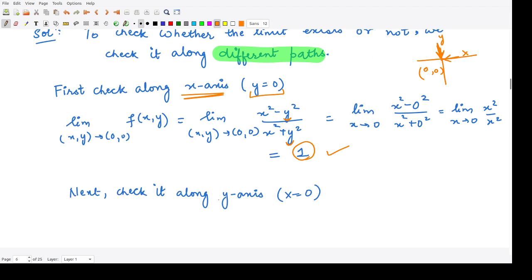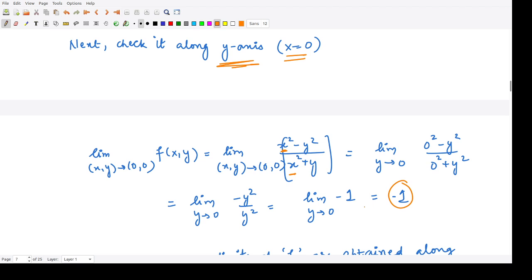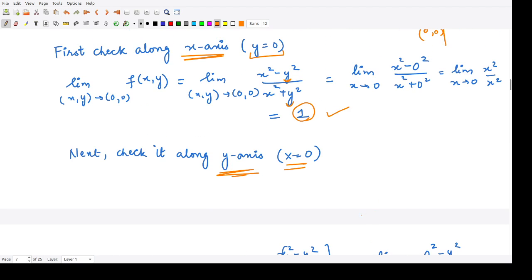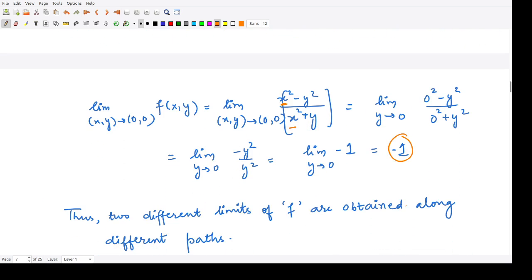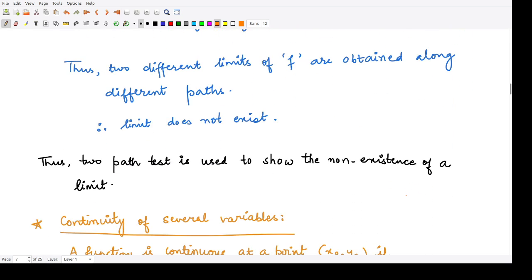Next thing, when you take the path along the y-axis, that means x is equal to 0, then what would be your limit? You will substitute 0 in place of x. So you will have the limit calculated as -1. So here you see, for two different paths you have the values of limit as 1 and -1, which are not the same. So if you get two different limits, then in that case you will say that the limit does not exist, because you have two paths for which the values are different.